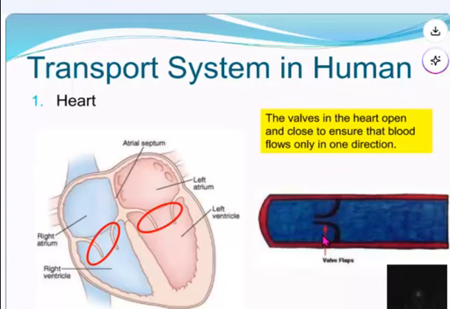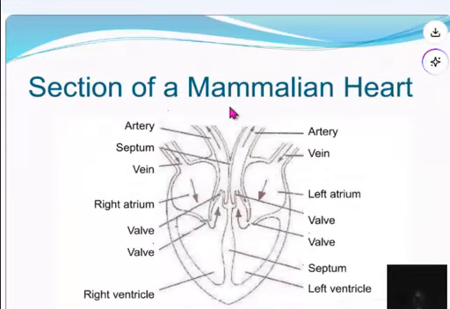The next thing is pumping out. That's why we have the valve there, and you can see the valve here. This diagram is very interesting, so that you can see how it works, because once blood flows like this, it can't go back again. It's closed. This diagram is a section of the mammalian heart.